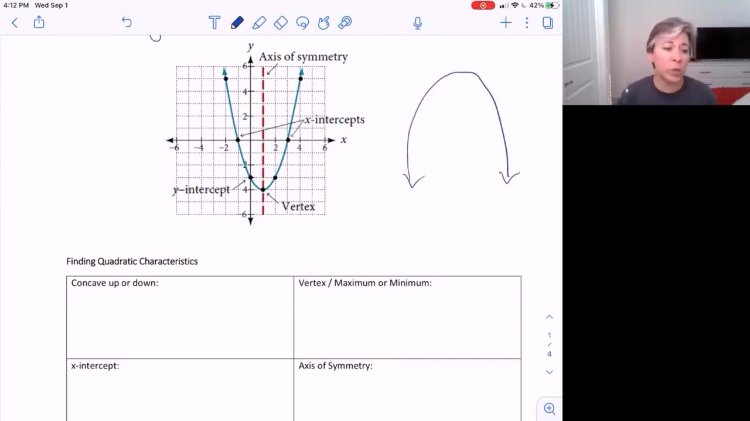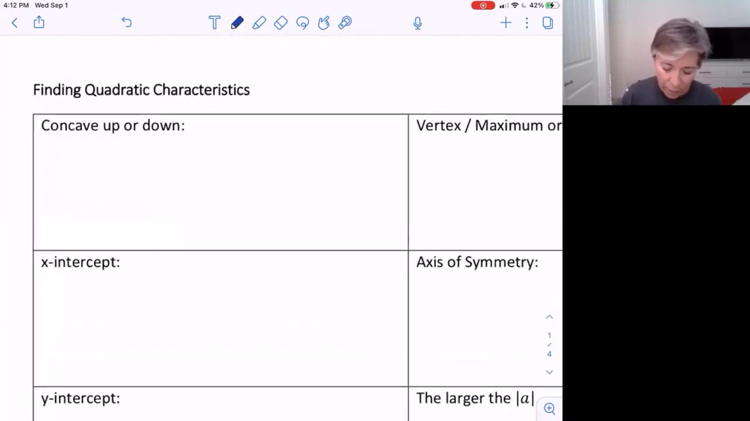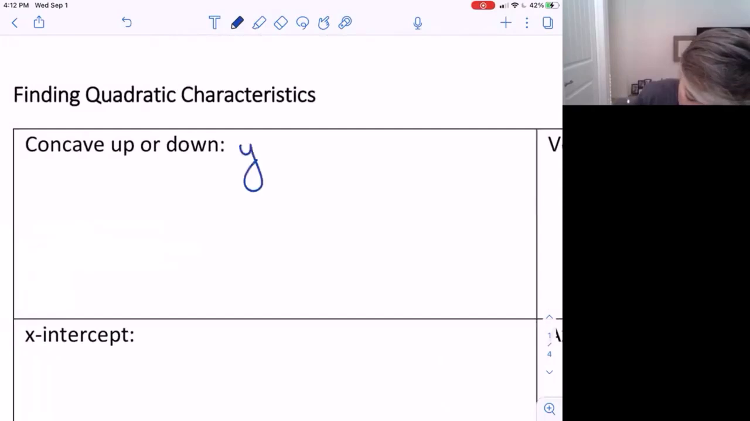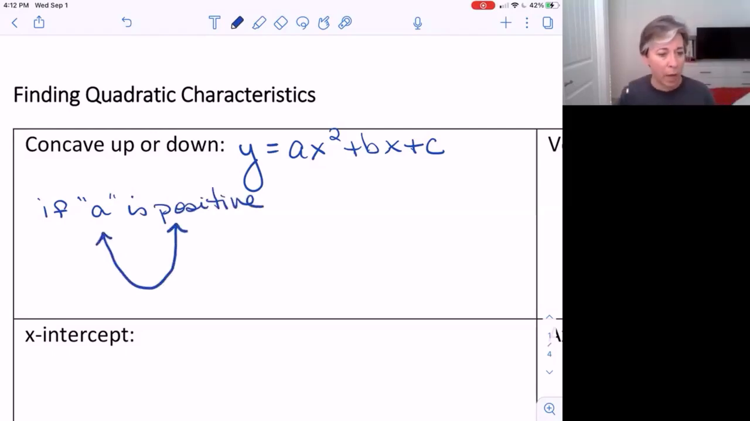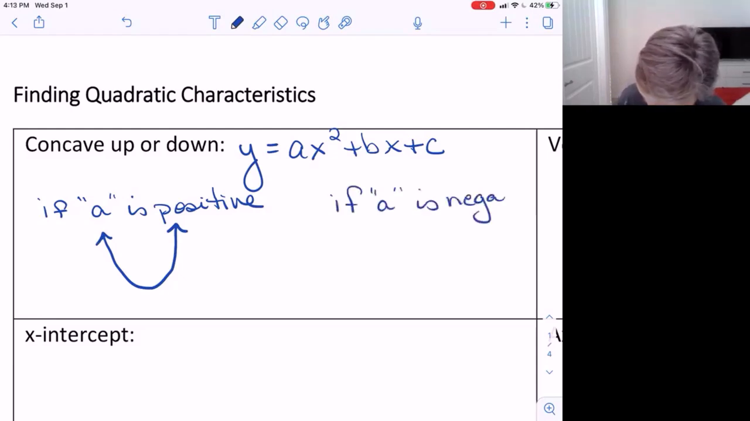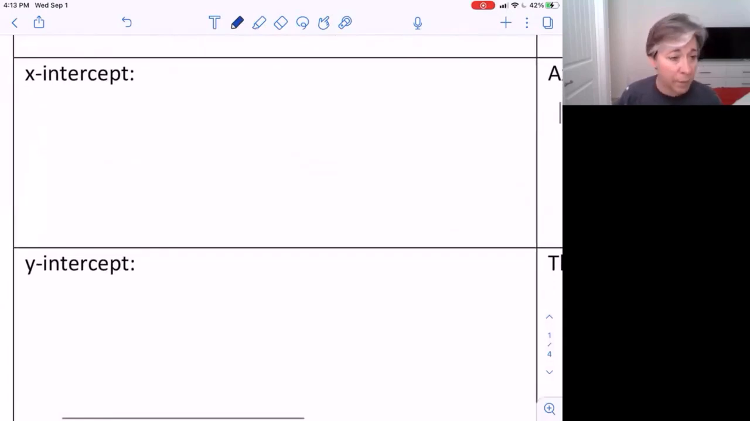So the first thing that we can do is to determine if a quadratic is concave up or concave down. If A is positive, then it's going to open up. That leading coefficient, if it's positive, it opens up. If A, that leading coefficient right here in front of x squared, is negative, it's going to open down.